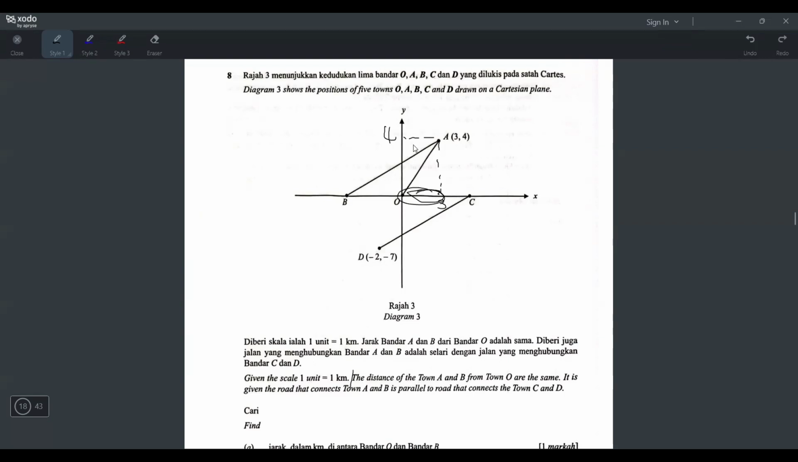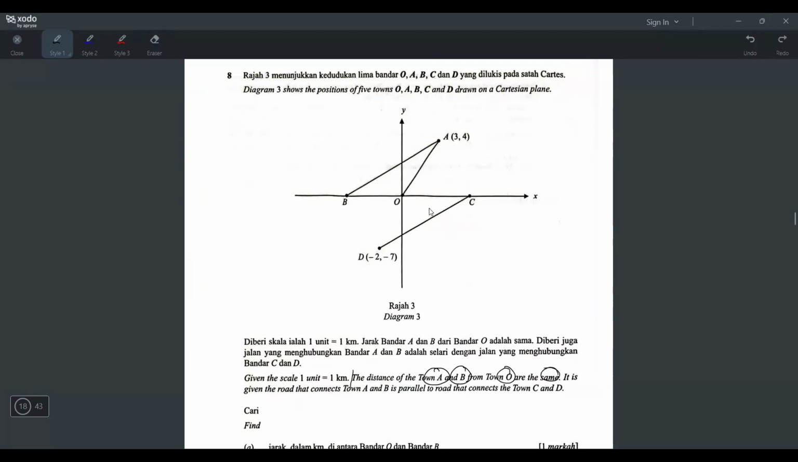Because they say 1 unit 1 kilometer, right? So that's what it means. And then yang ini represents berapa kilometer? Yang ini represents 4 kilometers. Yang ini represents 3 kilometers. That's what it means, right? Okay, now we will continue reading and see what it says. Okay, let me erase all this. Okay, the distance of town A and B from O are the same.